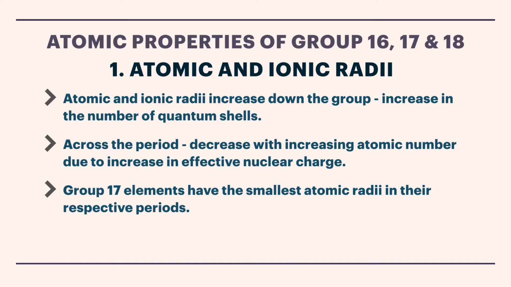The electrons are added in the same shell. As a result, there is a decrease in the atomic and ionic radii. So across the period, the atomic and ionic radii decrease with increasing atomic number due to the increase in the effective nuclear charge. Now what happens?